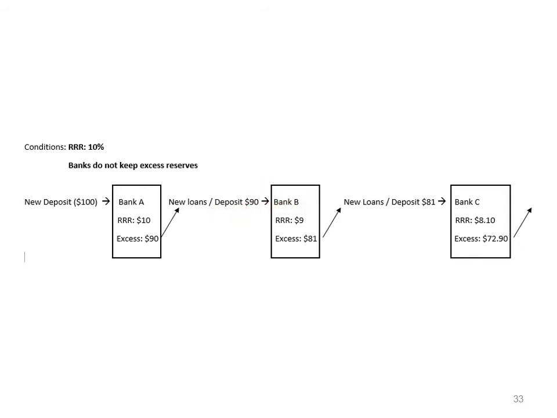And then they can use that money which you have borrowed from Bank A as new deposits to lend out further. So you see it goes on and on and on, every time there's a new deposit.